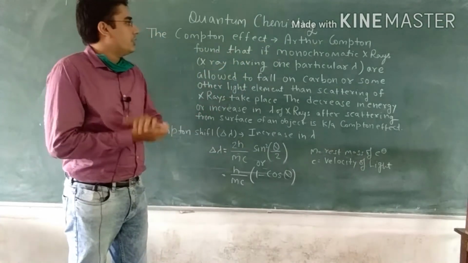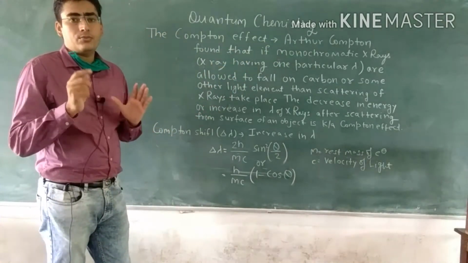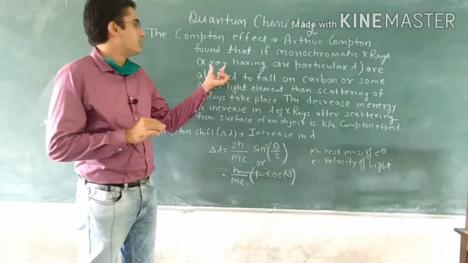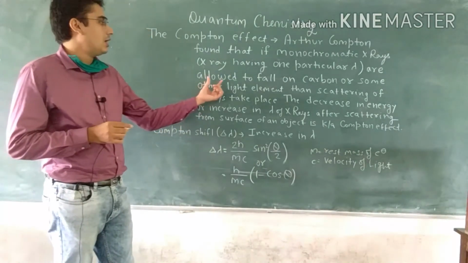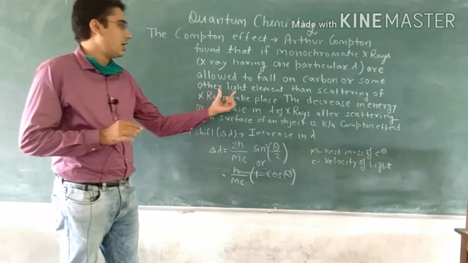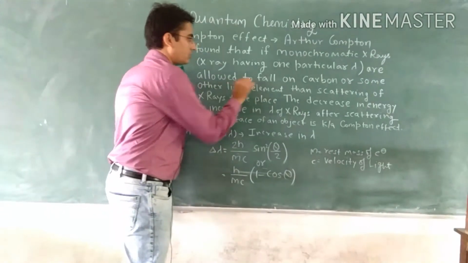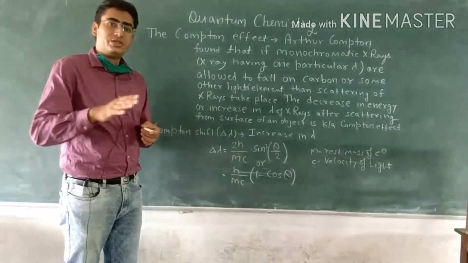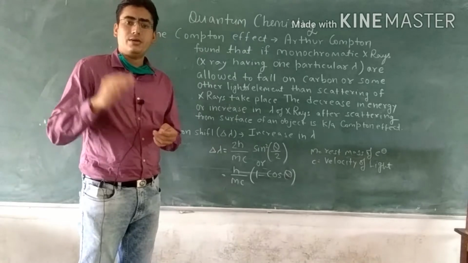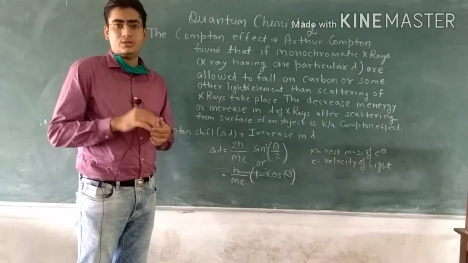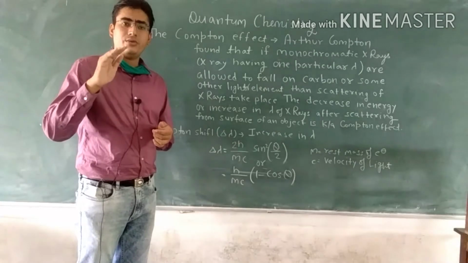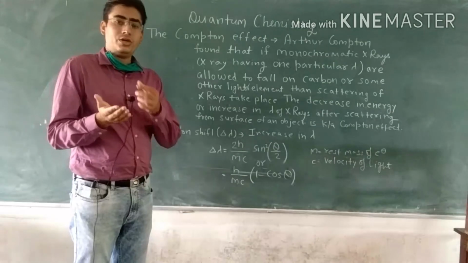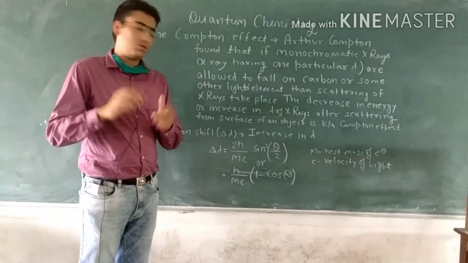Arthur Compton found that if monochromatic X-rays, meaning X-rays having a particular wavelength, are allowed to fall on carbon or some other lighter element, then scattering of the X-ray takes place. Due to scattering of the X-ray, the energy of the X-ray will decrease. That means the frequency of the X-ray will decrease and the wavelength of the X-ray will increase. The increase in lambda is known as the Compton shift.